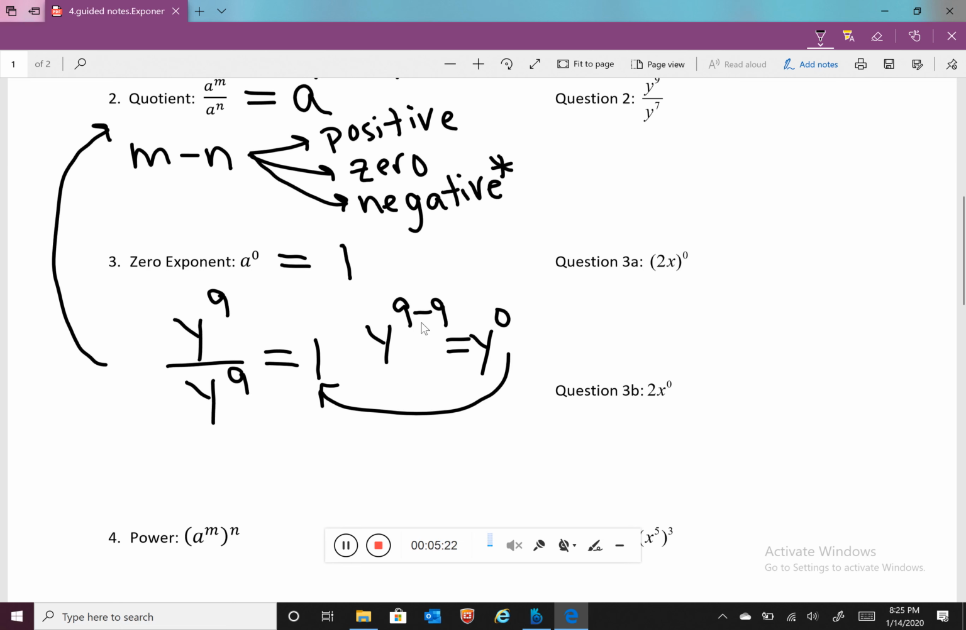Now you have two questions here, but please notice that these are very different. This is 2x housed in parentheses, so everything is being raised to the 0, versus the second question here.